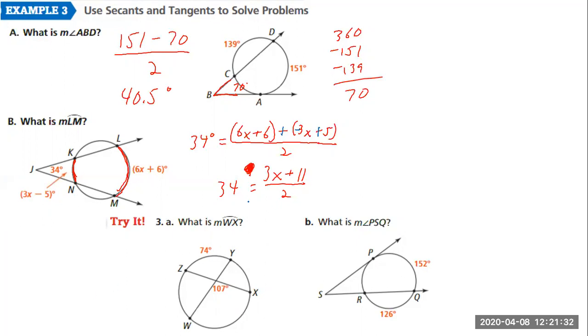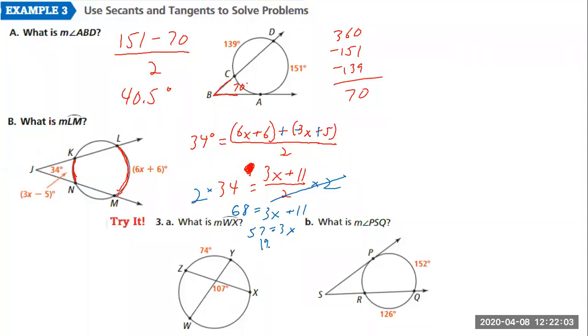So we're going to multiply 2 to both sides, times 2, times 2. On this side, they cancel out. So now we're going to have 68 on this side. And up top, we now have 3x plus 11. We're going to subtract off the 11. So we're left with 57 equals 3x. And then 57 divided by 3 is a whole number of 19.